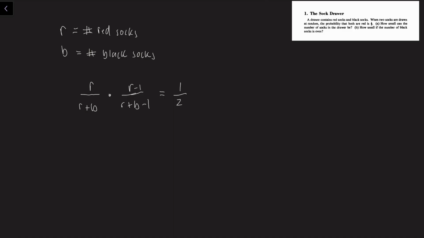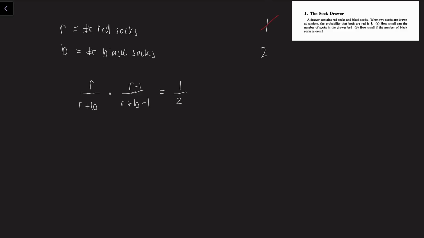Part A asks us how small can the number of socks in the drawer be. So obviously we know we can't have 1 sock in the drawer because we need to pull out at least 2. So I'm gonna cross that off. We also know that we can't have 2 socks in the drawer because if we pulled out 2 red socks and we only had 2 socks in the drawer, then our probability would actually be 100%. So it can't be 2. Let's start with 3 socks.